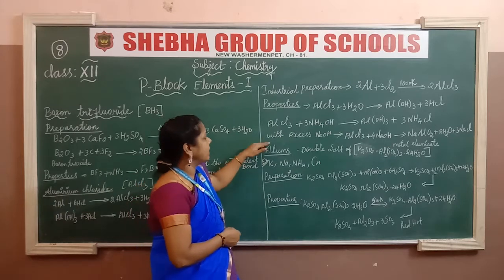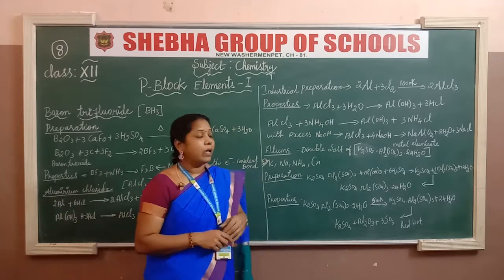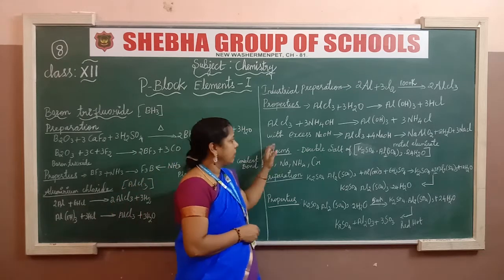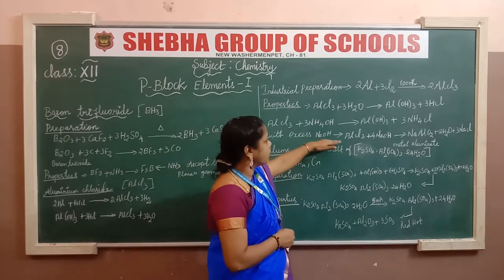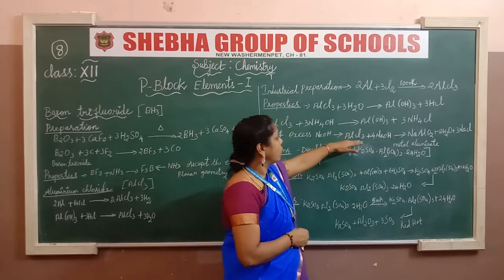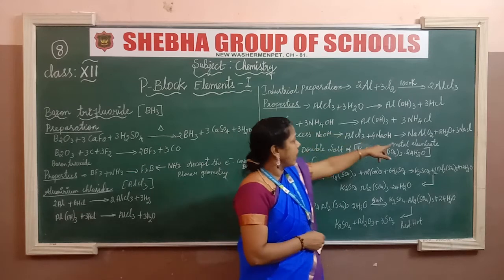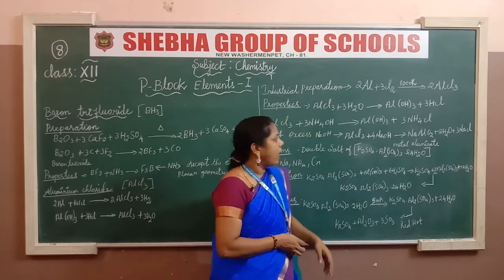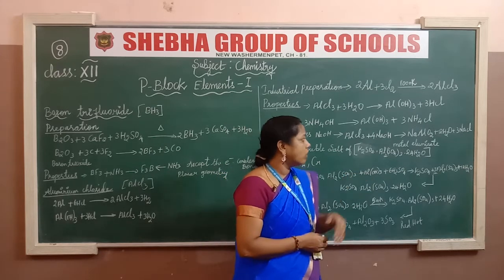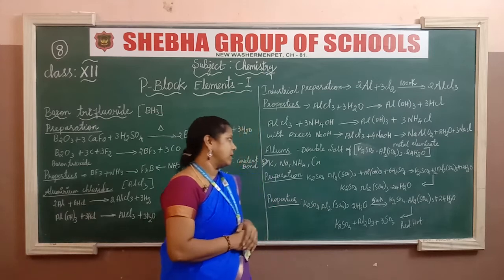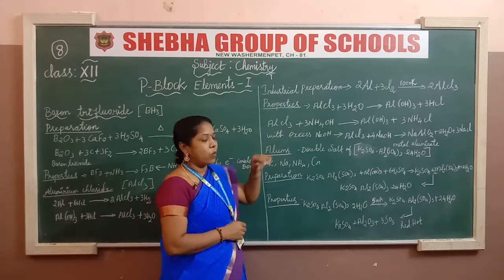And now go for excess of NaOH. If we apply excess NaOH, what do we get? You have to see the equation. Aluminium chloride reacts with 4 molecules of sodium hydroxide and we get the metal aluminate, that is NaAlO2, along with water molecules and sodium chloride, that is NaCl. Okay, this is the excess NaOH process.